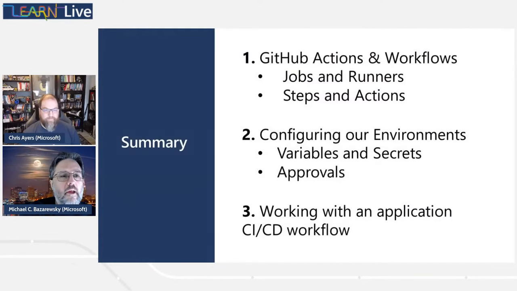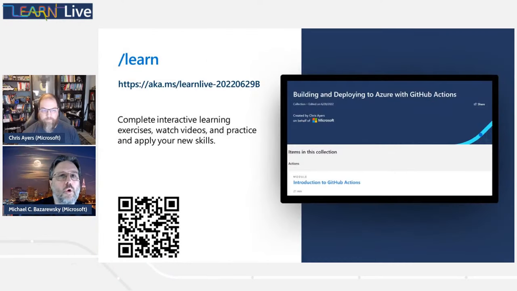Just to summarize what we talked about: we talked about GitHub Actions and Workflows, and we talked about jobs and runners running jobs, which are made up of steps and the actions that are part of those steps. We talked about how to customize that a little bit with variables and secrets. And we actually had an end-to-end deployment of a CI/CD workflow.